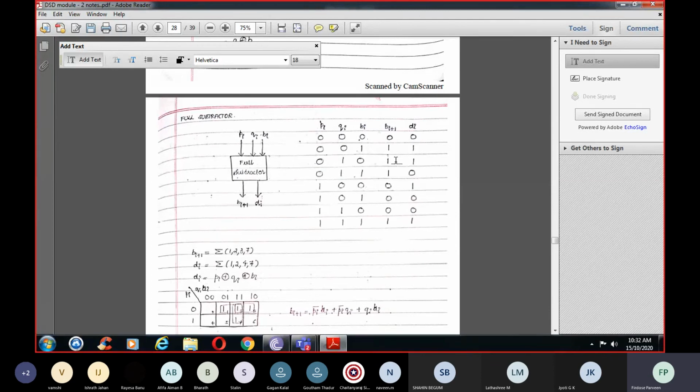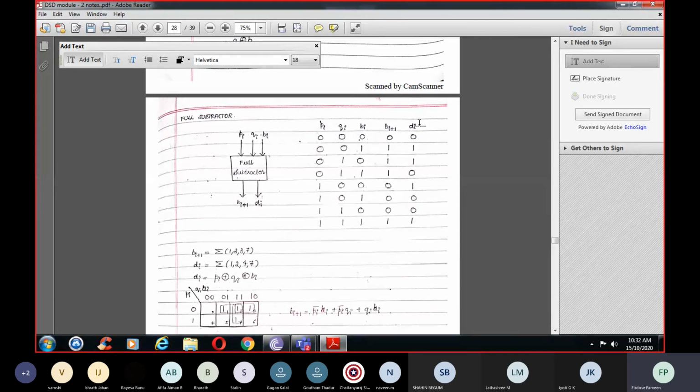Now what you have to do? You have to put the K map for borrow as well as difference. So write down where it is 1. Suppose I have written for borrow Bout. So where is it 1? It is 1 at decimal number 1, 2, 3 and 7. So what I'll be writing? Summation 1, 2, 3, 7.